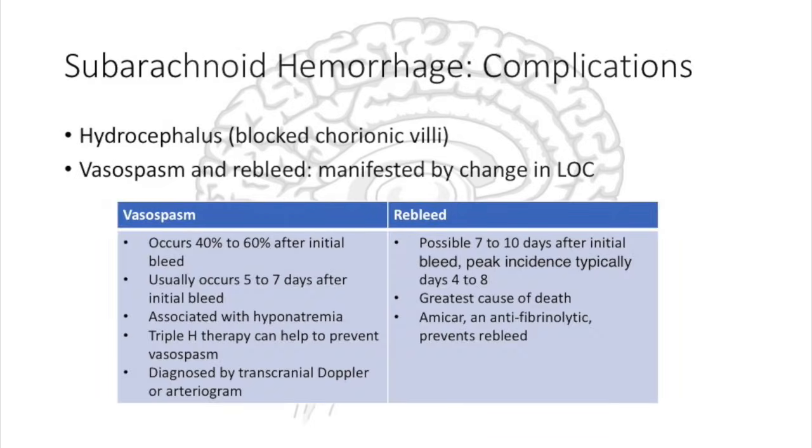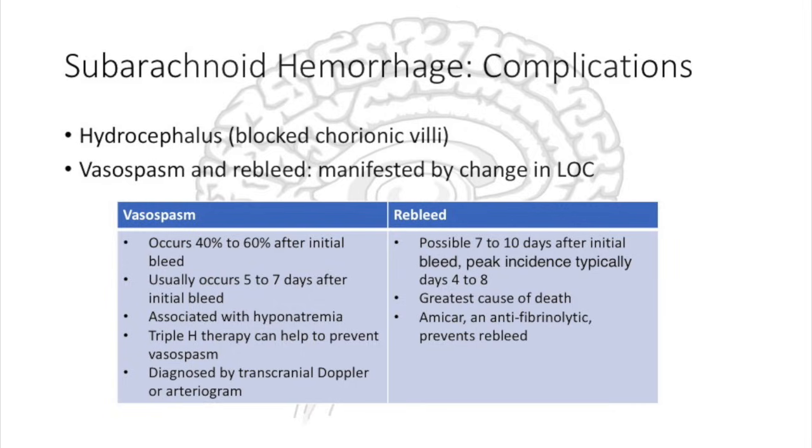So again, the subarachnoid hemorrhage complications: hydrocephalus, vasospasm, and rebleed. Those are some of the dangers post-op or after your subarachnoid hemorrhage. So the vasospasm occurs in 40 to 60% after the initial bleed, and usually occurs 5 to 7 days after the bleed. This can be associated with hyponatremia. Triple H therapy is controversial, but it can help to prevent vasospasm. This is diagnosed by transcranial Doppler or arteriogram.